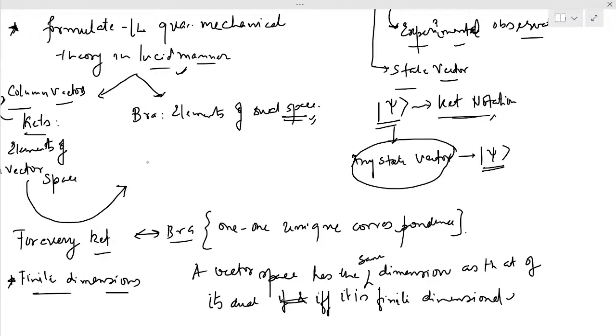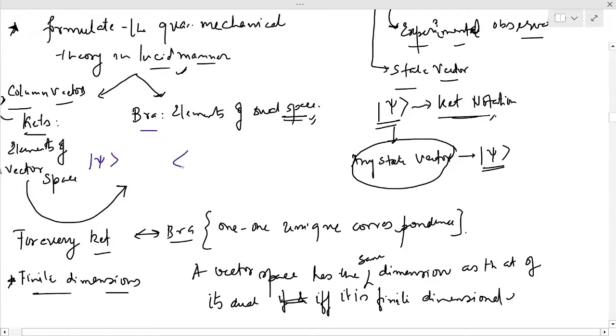I know all these things are not making that much sense to you, but I'm just giving you an idea and putting some seeds in your brain, about why I have written that the Bra vector is an element of the dual space and the Ket is an element of the vector space. For a vector space, the corresponding dual space has elements, like for example, I denote this by this and I denote this by this.